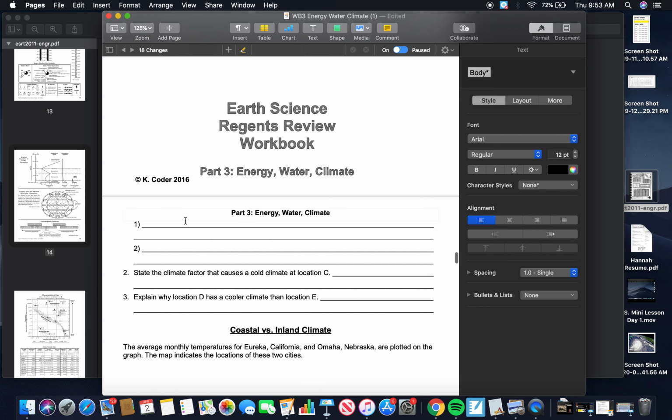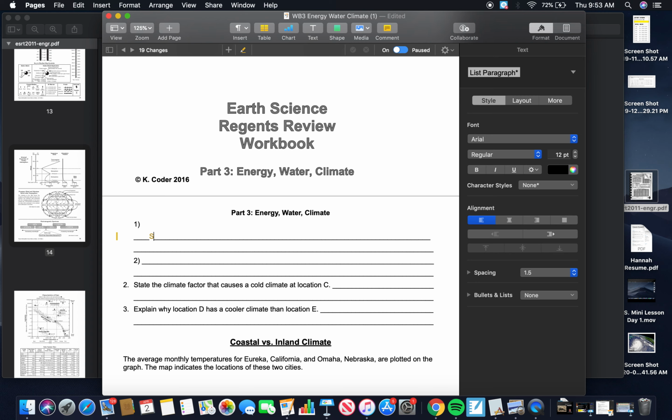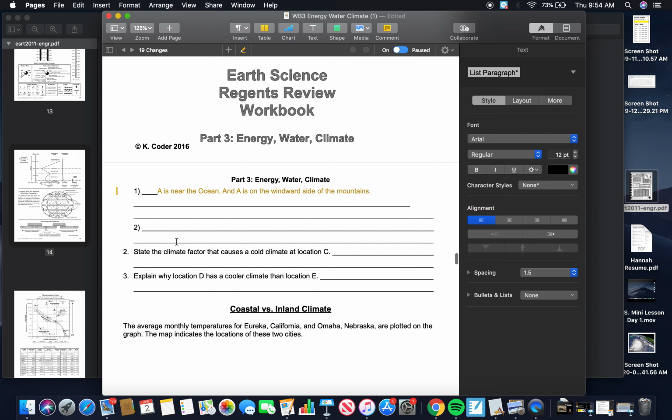So there's two acceptable answers here. A is near the ocean, and A is on the windward side of the mountains. We're going to go into windward versus leeward. Don't worry, I covered my mouth with my elbow when I coughed just there, so you don't have to worry.